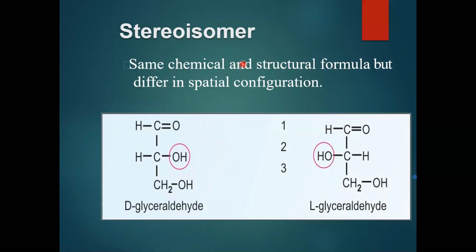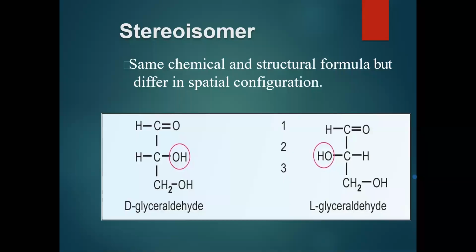Coming to stereoisomers. Stereoisomers are compounds which have the same chemical and structural formula but differ in their spatial configuration or arrangement. Here we are concerned with the most electronegative group. Here OH is the most electronegative group. So depending on the position of the OH group, we name it as the D or the L form. So here we have the D form and the L form. In general, if the OH is towards the right, we call it D-glyceraldehyde, and if the OH group is towards the left, we call it L-glyceraldehyde.